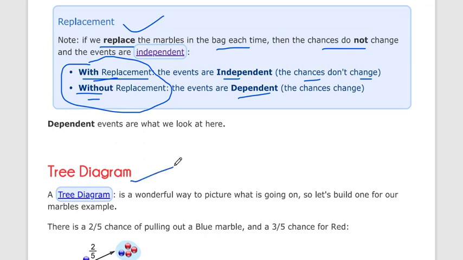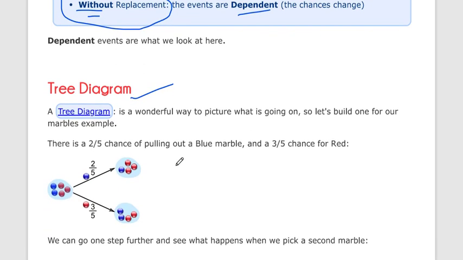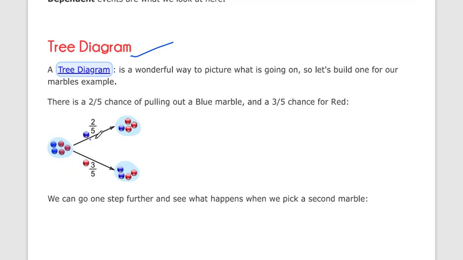Now, we already know the tree diagram from the first lecture of probability, where we discussed it. There is a 2 by 5 chance of pulling a blue marble, 2 blue out of 5 marbles overall. If we choose red, the probability is 3 by 5 because there are 3 red out of 5 marbles overall. If we choose blue, then the remaining is 1 blue, 3 red. If we choose red, then the remaining is 2 blue, 2 red.